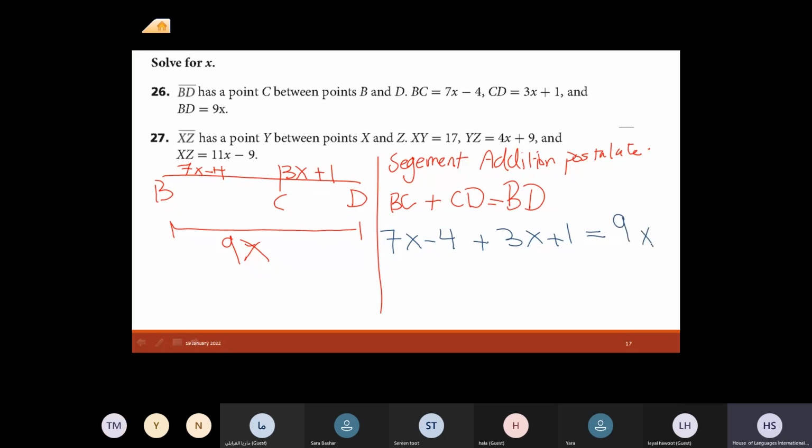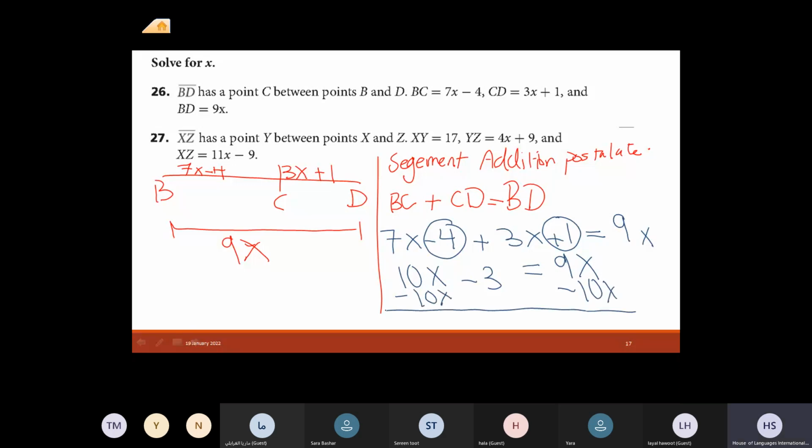Now we need to combine the like terms. 7x plus 3x, 10x. Negative 4 plus 1, negative 3. Equals 9x. Now I need to reorder, to put the variable on one side and the numbers on the other side. Minus 10x, minus 10x. 10x minus 10x, it's cancelled. Negative 3 equals 9 minus 10, negative 1.